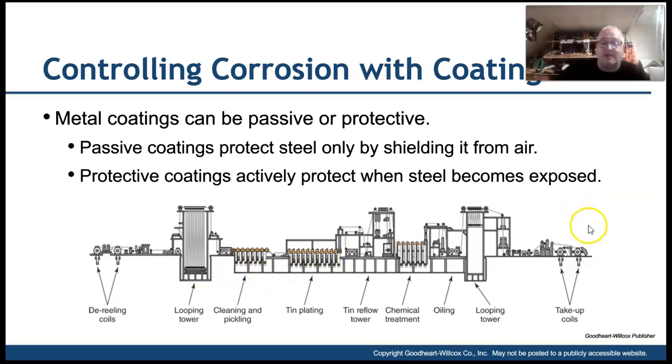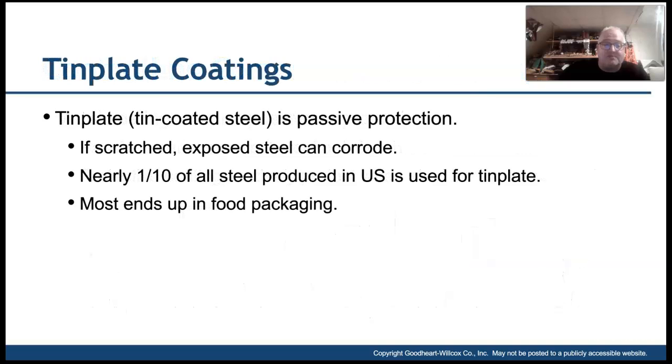in terms of tin plating. And tin plating is one of those types of protective coatings. So now, tin plate is what we refer to as a passive protection. So if it's scratched, the exposed steel underneath can corrode. So you have to be aware of that.